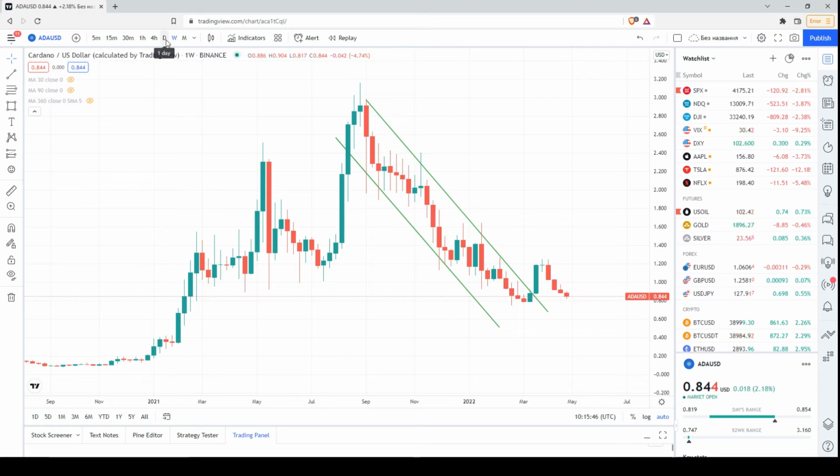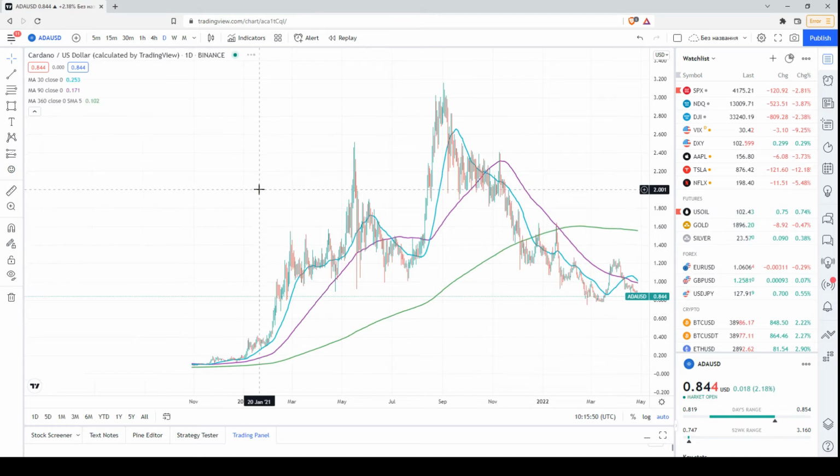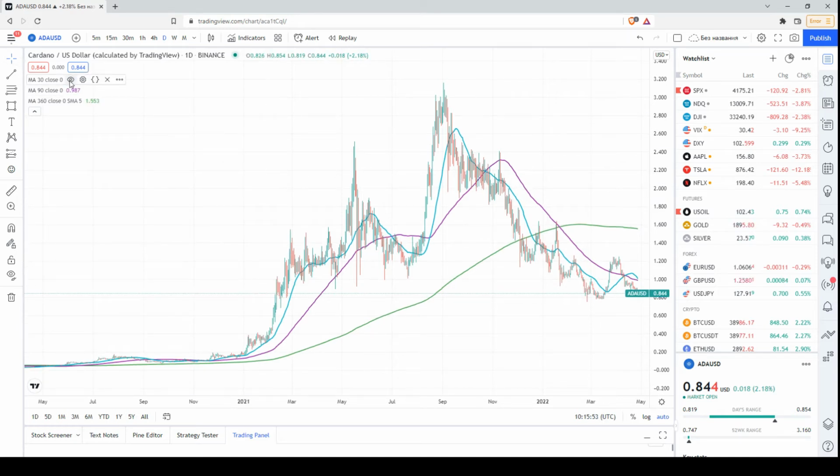Next, let's have a look at the daily chart. Here we have 3 moving averages. The first one is the 30-day moving average. Okay, let me start step by step.